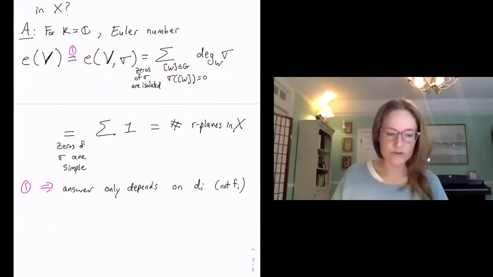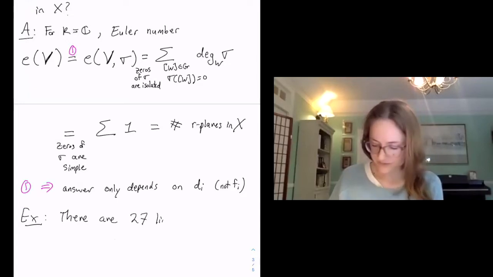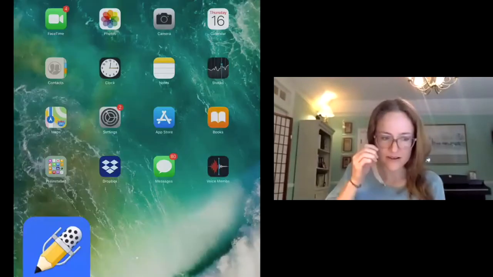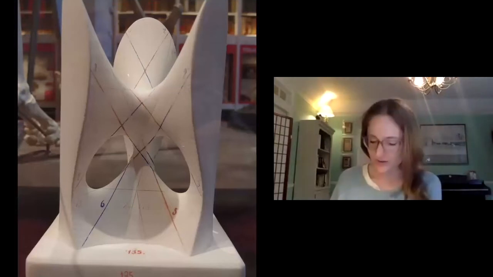So one very pretty example is that there are 27 lines on a cubic surface, a generic cubic surface. I got off the internet a photo from the Göttingen Universität that's credited to O. Zauzig, and there's a Klepsch cubic surface, and there are 27 lines on it.